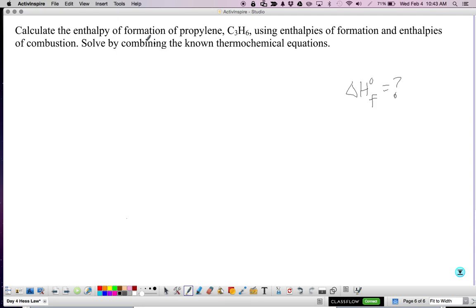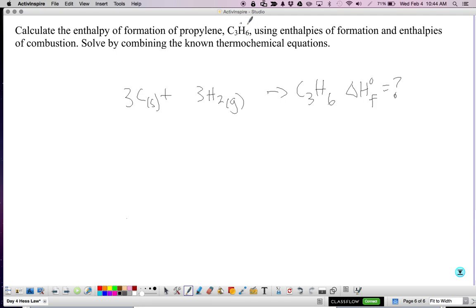So I can write the equation for this. I know that this needs to be a 1, and so this is carbon plus hydrogen gas, and carbon only 3 of those, and hydrogen gas only 3 of those. 3 times 2 is 6. So this is the equation that I'm trying to find.